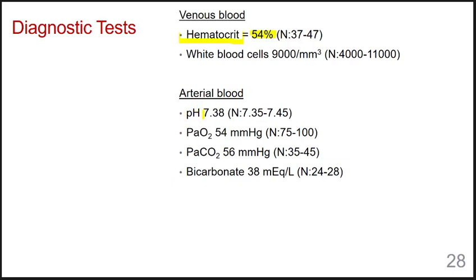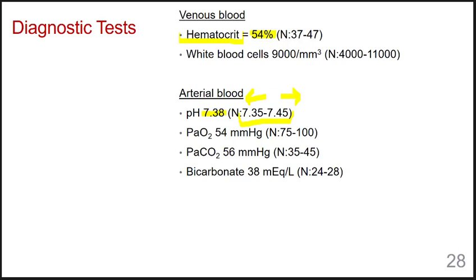Now looking at the arterial blood, pH of 7.38. The normal range, which needs to be very tightly controlled in the body for normal functions, is between 7.35 and 7.45. If pH is less than 7.35, then acidosis is present. So less than, acidosis is present. If greater than, then alkalosis is present. And once again, tight control of keeping blood pH within this range is very important.